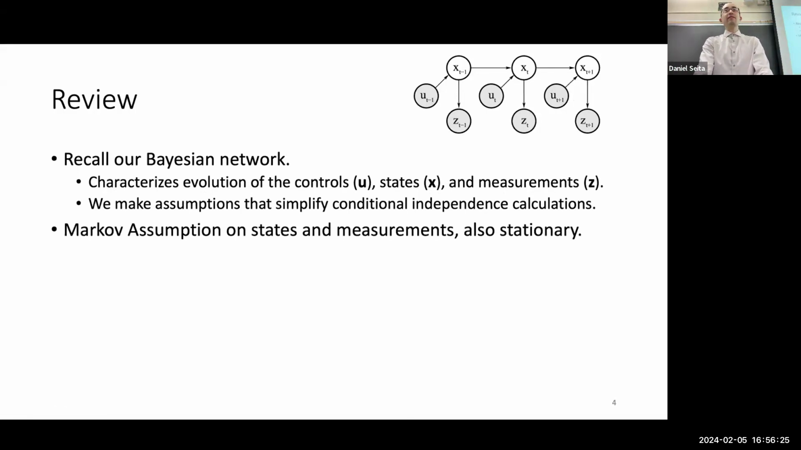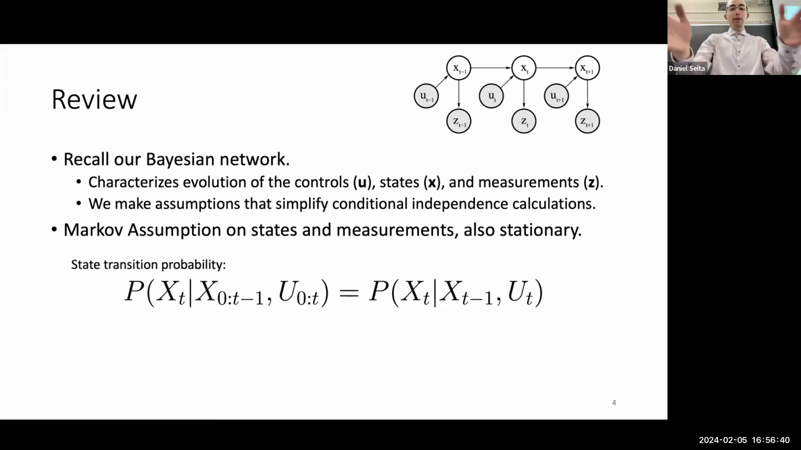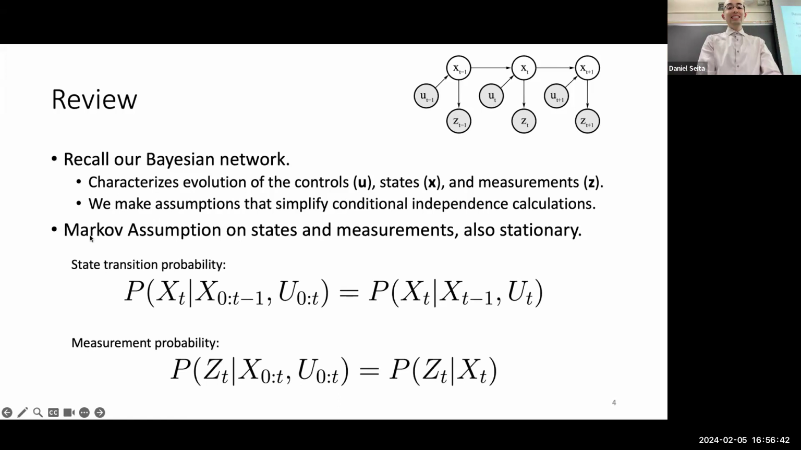We've made the Markov assumption on state and measurement. We've also assumed that things are stationary. So if you have the value of time t, it's going to be the same. If you change the value of time t, the dynamics will stay the same. Mathematically, that looks like this. With the state transition probability, you have the probability of xt given all the preceding stuff. You just need xt minus 1 and ut.